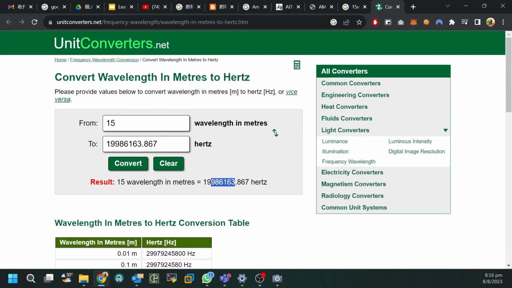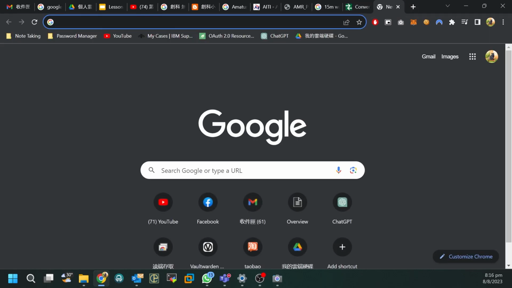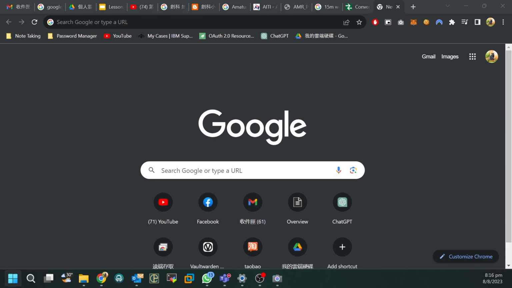The calculation is the speed of light, 3 times 10 to the power 8, over 15, which gives the frequency. And you divide it by 10 to the power 6, it will become mega. Trust me. Let's see if I call my calculator out.